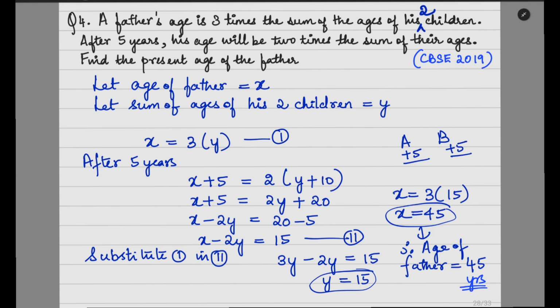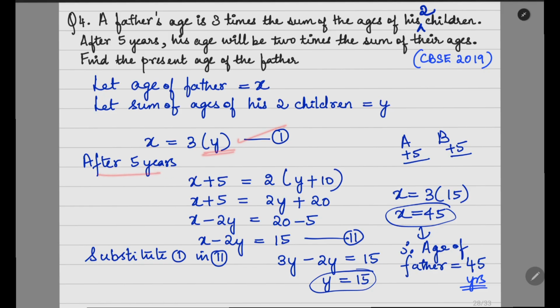Hope you understood. Okay. So again, let me tell you once again. Father's age is 3 times the sum of the ages of his two children. After 5 years, father's age will be 2 times the sum of their ages. Fine. You know where the mistake happens. This is fine. Whatever is asked, you will put it as X. Let the sum of the ages of the two children be Y. All this is fine. Father's age X is equal to 3 times the sum of the ages of his children. So this is also fine.